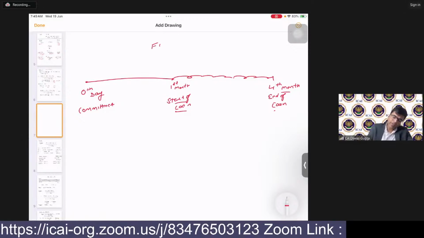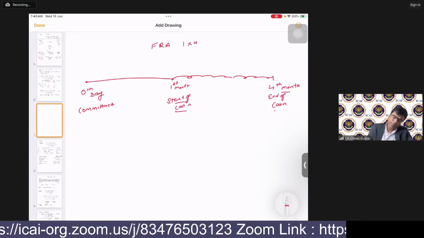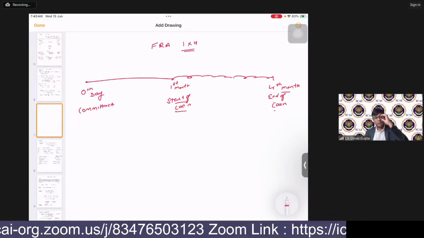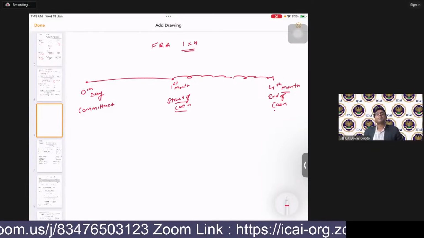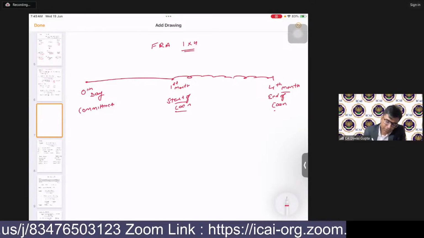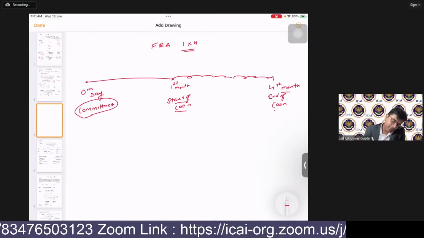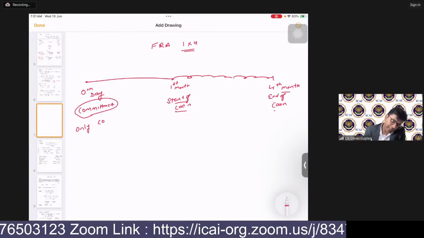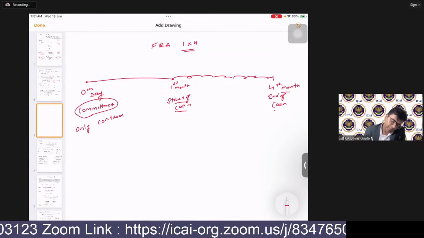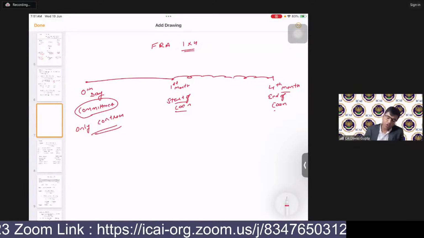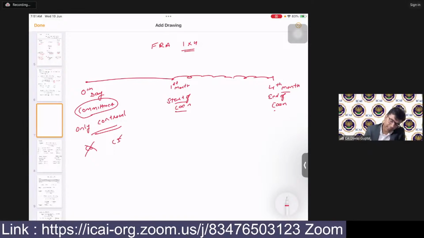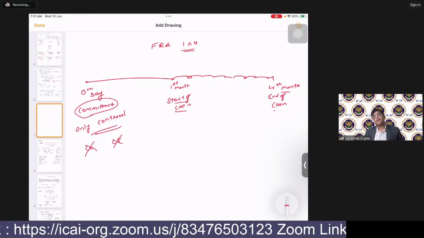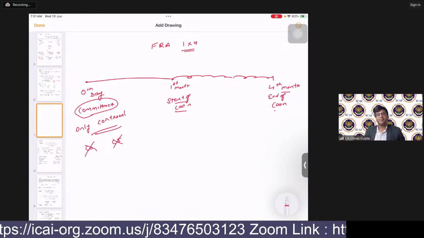Because we are talking about FRA 1/4. Now, students, if you see, on the 0th day, only commitment happens. Only contract happens. Nothing happens in terms of the cash outflow or cash inflow. Cash outflow or cash inflow is not there.